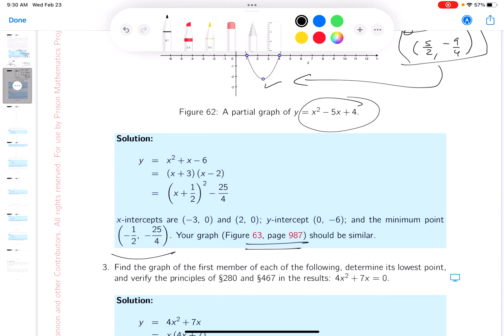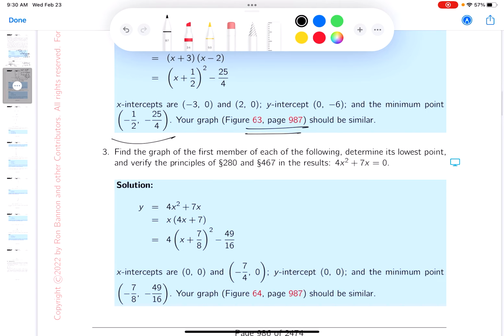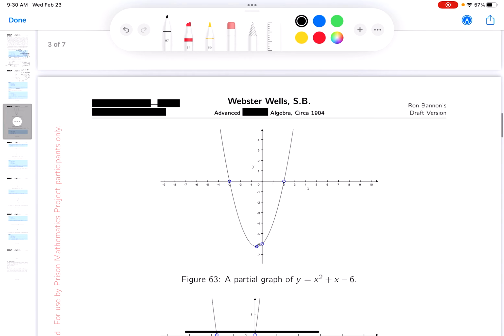Now, of course, they said there's a picture. I want to go through the picture using a slightly different method, by the way. So the picture says figure 63 on 987. All right over here. So I'm going to do it slightly different, and I want to point out, the x-intercepts and y-intercept are really easy to come up with. We did that before. I do recommend getting them if they're easy. The y-intercept is generally super simple to come up with, but I want to go through the alternate technique to get that minimal point, and that involves completing the square.